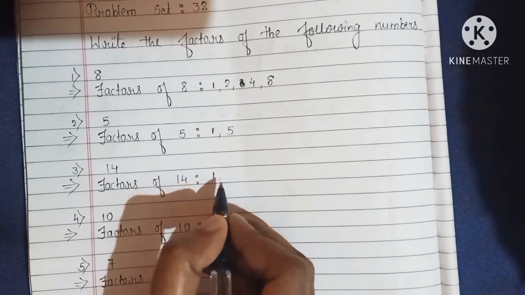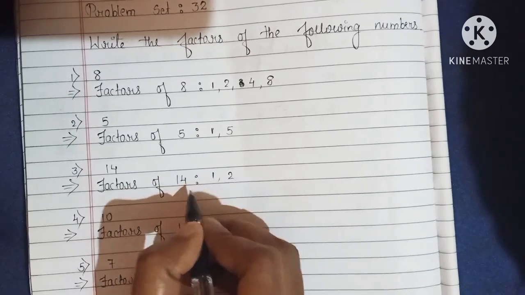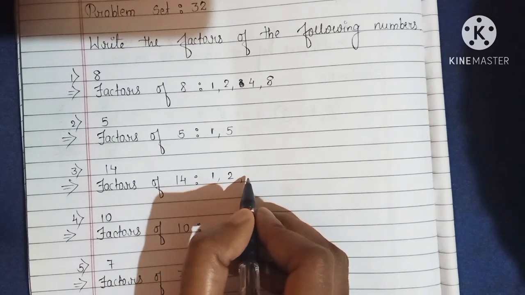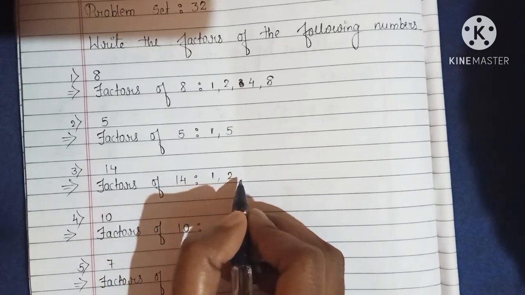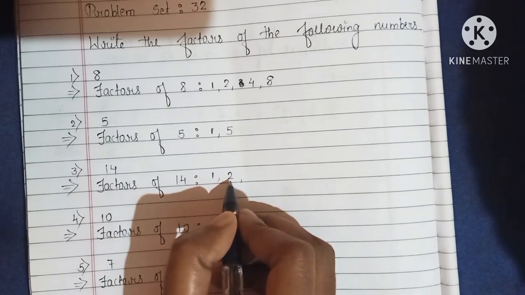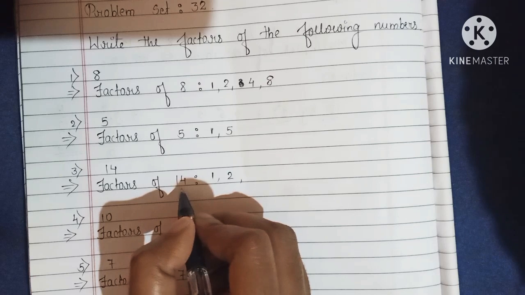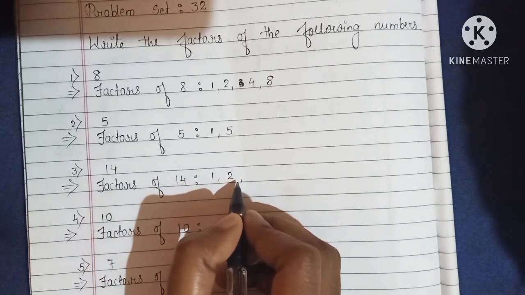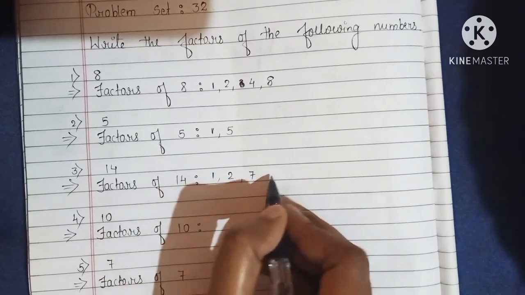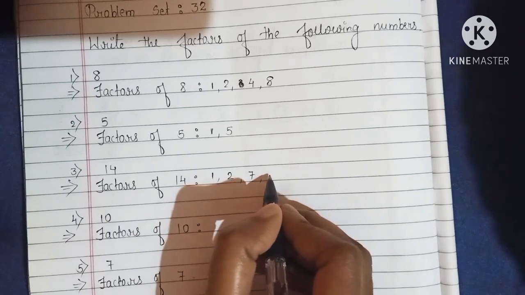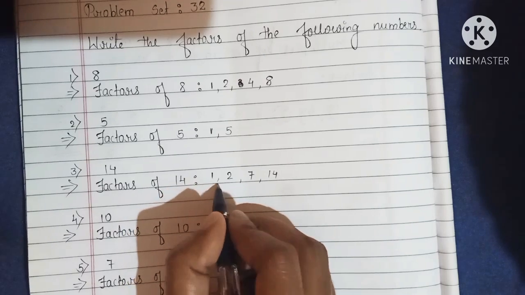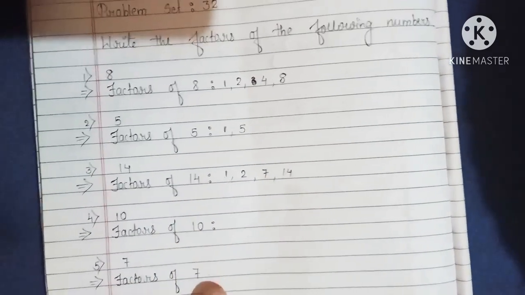Now let us check for 14. The first number will be 1. After that 2, because 2 7s are 14, and 3 doesn't contain 14. So after 3 will be 4. 14 is also not divisible by 4. Next is 5. Even the table of 5 doesn't contain 14. After that 6. 6 also doesn't have 14 in its table. After that 7. 7 2s are 14. That means 7 is a factor of 14. After 7 directly it will be divisible by 14, that is 14 1s are 14. So 14 has only 4 factors: 1, 2, 7 and 14.